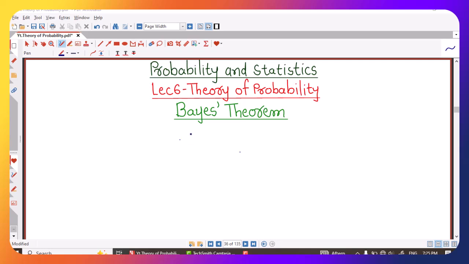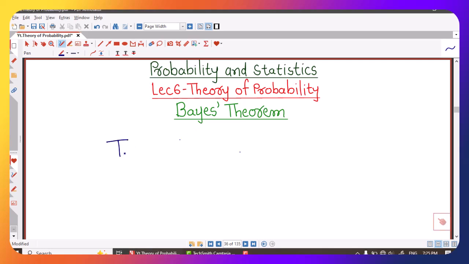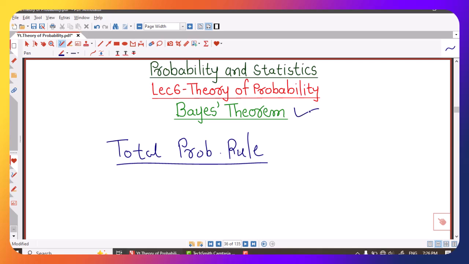In this lecture we are going to discuss one important result which is known as Bayes theorem, and it is useful in calculation of conditional probabilities. And before understanding this Bayes theorem, first we will understand this result which is known as total probability rule, and we will use this result in the understanding of Bayes theorem.